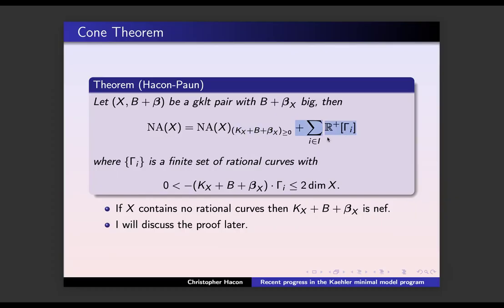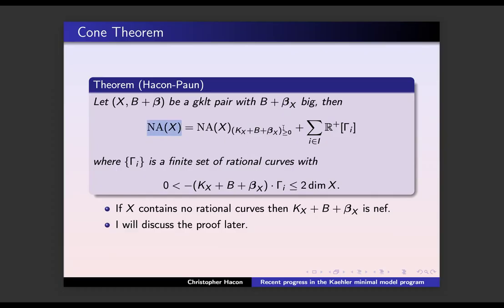The reason, you're expecting countably many, but note that I've insisted that B plus beta X is big. If I don't insist that that is big, then you'll get countably many that can accumulate along the hyperplane Kx plus B plus beta X equal to 0. And in fact, these are rational curves. So this is somewhat surprising, right? Because this is not a cone of curves. It's a cone of positive n-1, n-1 currents in some sense.